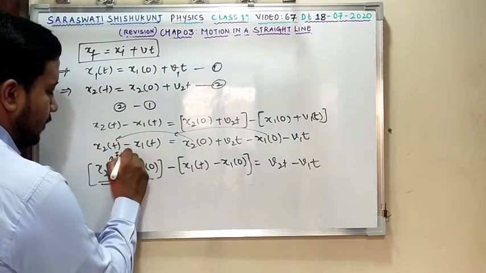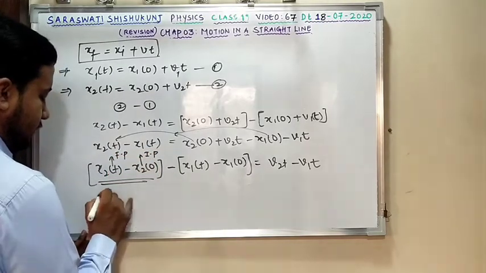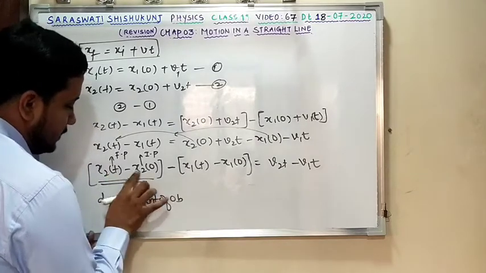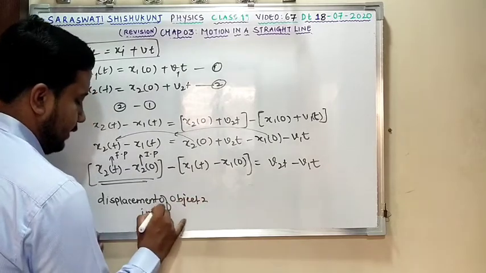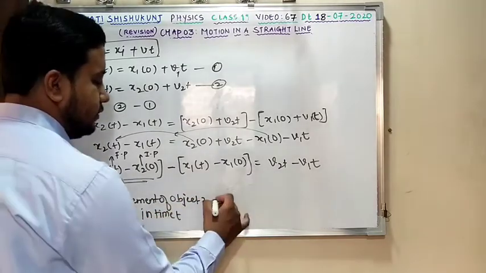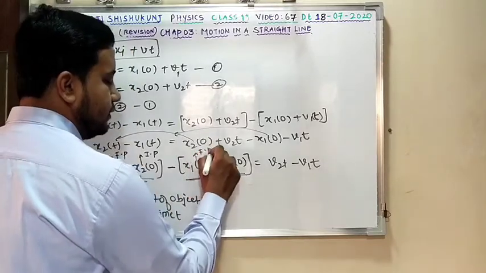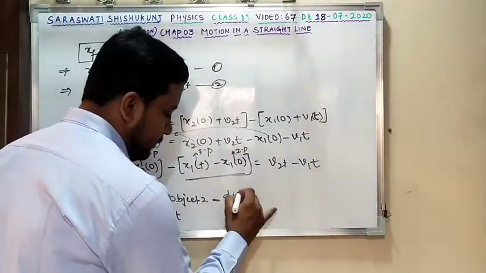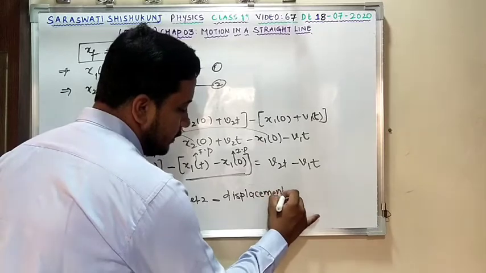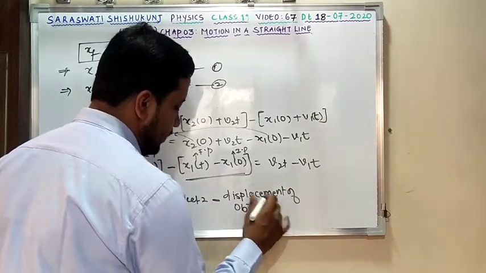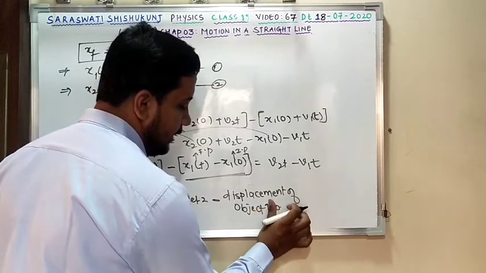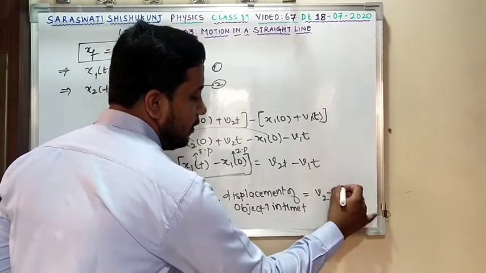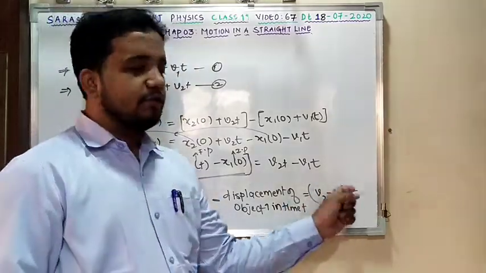Okay, this is nothing but what? Final position minus initial position, that is nothing but displacement. So I can write it is displacement of object 2, because here 2 is a subscript, in time t. And this is nothing but the final position minus the initial position of object 1, so I can write displacement of object 1 in time t. Till this clear? I can take t common from here, so it will be (v2 minus v1) into t. Till this clear?